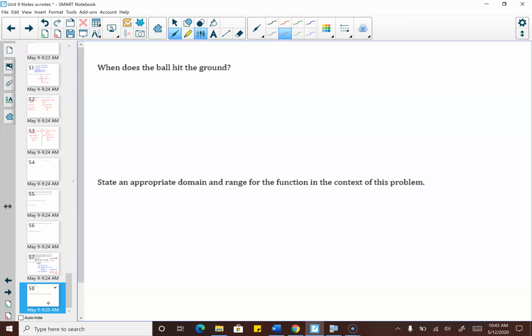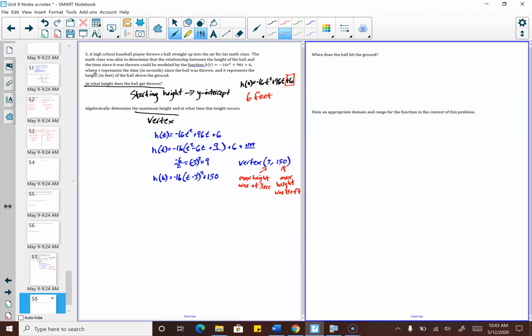When does the ball hit the ground? So I'm going to go here to a double page display so I can see. Now, what we want to do is set this equal to 0. Our standard form one doesn't really help us. You could go to your calculator, but if we wanted to do it algebraically, the best way would be to take our vertex form equation and set it equal to 0. So I'm not going to start with h of t. I'm going to start with −16(t − 3)² + 150 = 0.